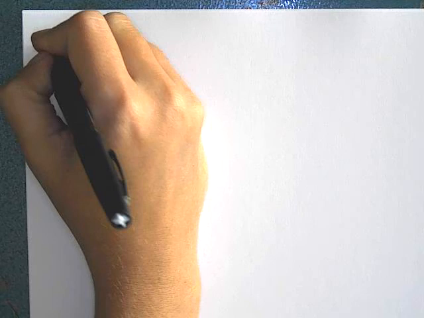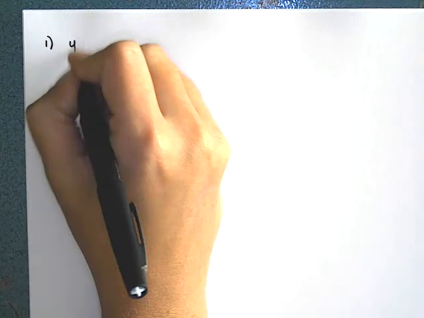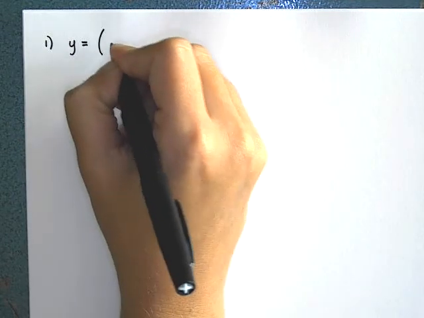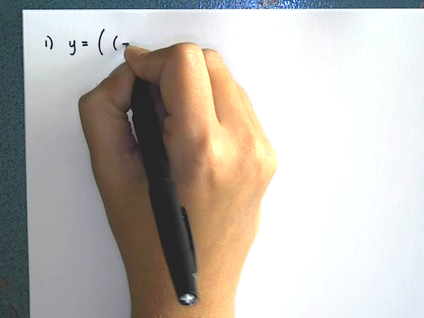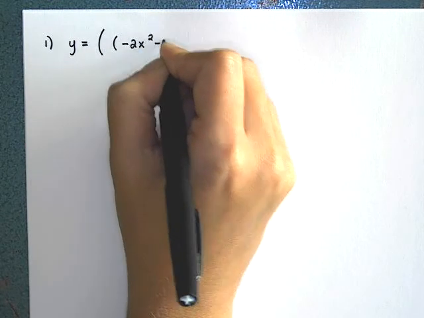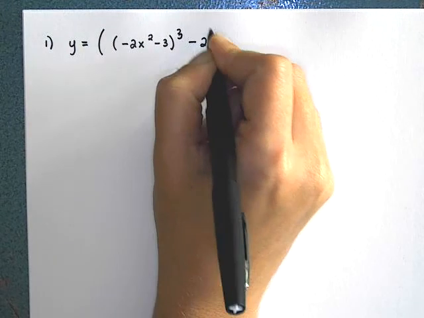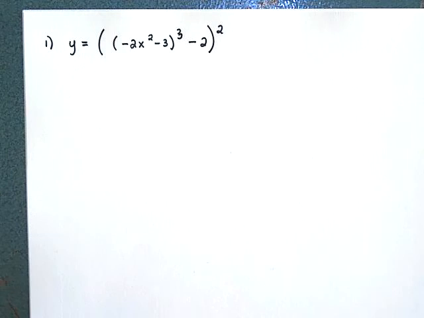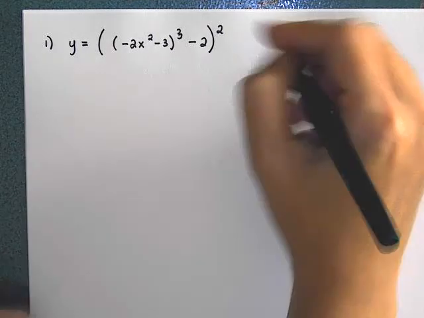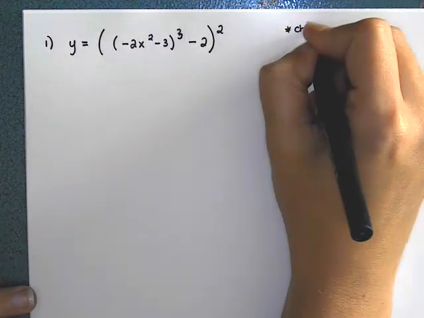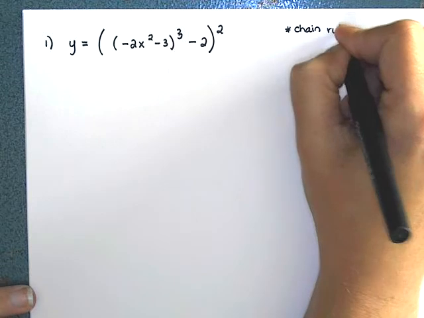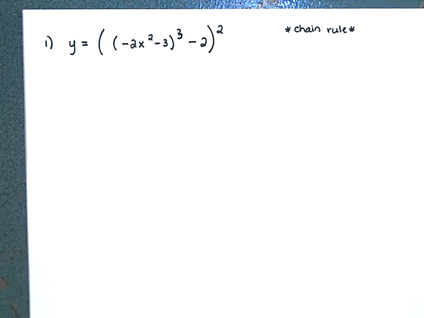So the first problem that I'm going to go over, the original function is y equals parentheses, and then on the inside, negative 2x squared minus 3 cubed minus 2, and then squared. Right away I can see this is a chain rule problem, and the reason I can see that is because I have a function nested inside of another function.